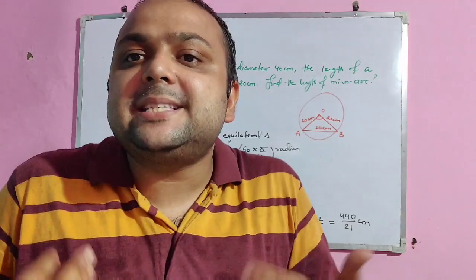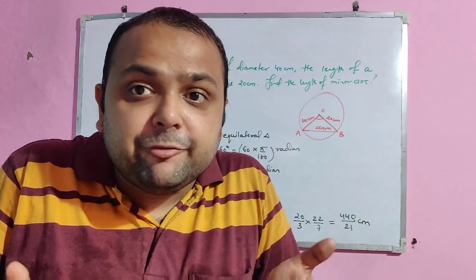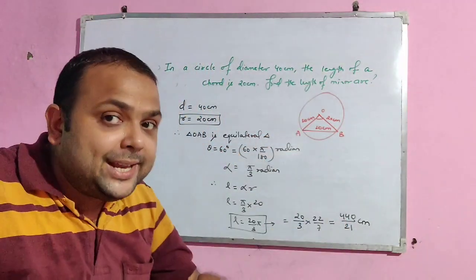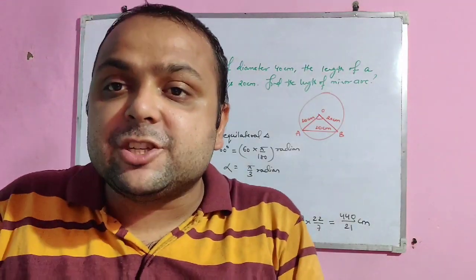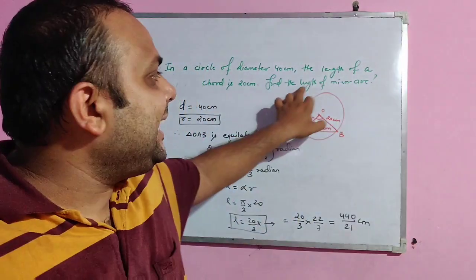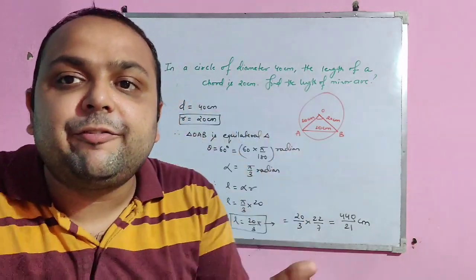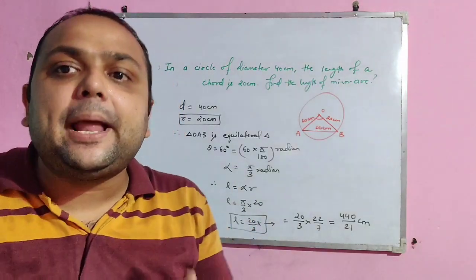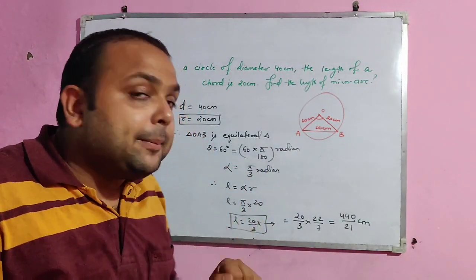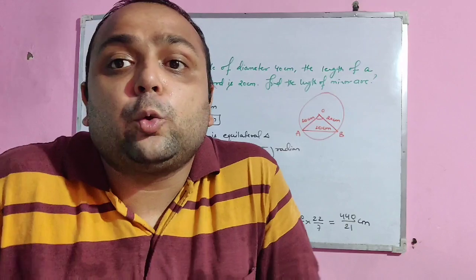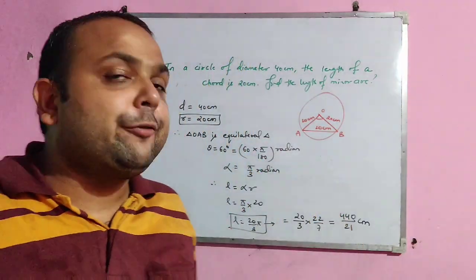So the angle in an equilateral triangle is 60 degree, which is theta. But we do not need degree here, we need radian. So 60 degree is converted to radian by multiplying by pi by 180, which gives us pi by 3 radian. That is alpha. Now we need to calculate the length of the minor arc L, which is L equal to alpha r. Alpha is pi by 3 multiplied by 20, which gives us 20 pi by 3 centimeter. If we put the value of pi as 22 upon 7, because we are calculating length, we get L equal to 440 divided by 21 centimeter.